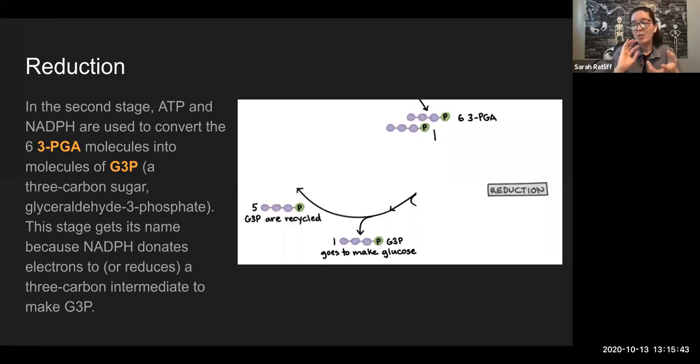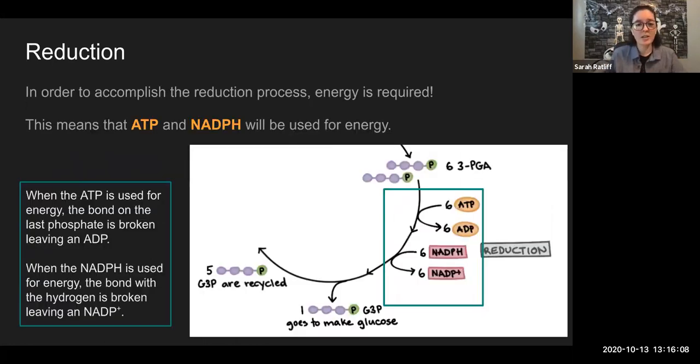We're not actually creating something, we're just rearranging some atoms in that molecule. But in order to rearrange that stuff, we're going to need some energy. That NADPH, remember it's carrying some electrons. We're going to break off that hydrogen to release those electrons. And when we do that, that's called reducing that NADPH. So that's why we get the reduction name here.